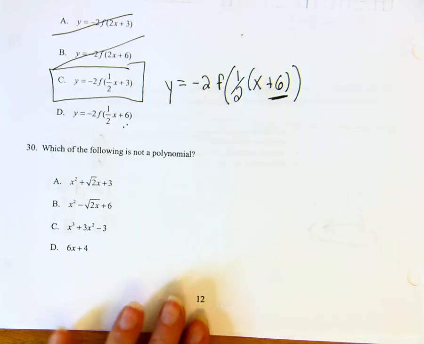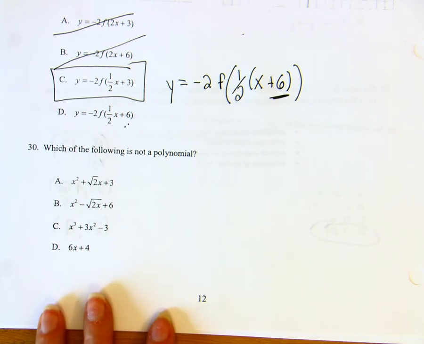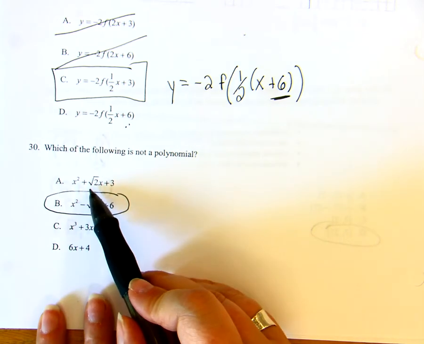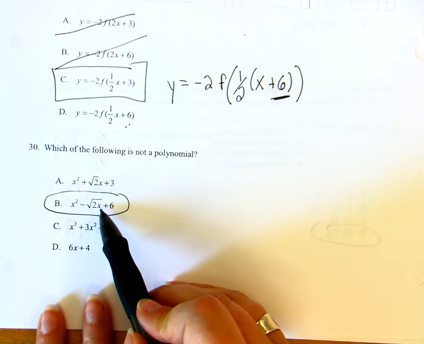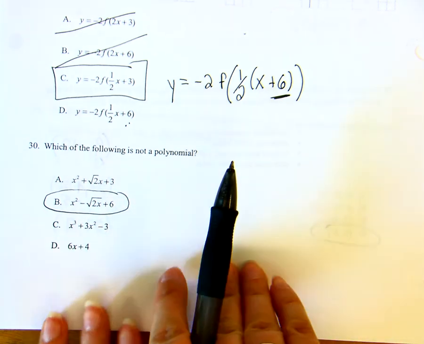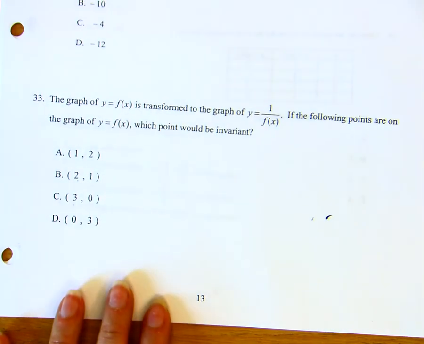Question number 30 says, which of the following is not a polynomial? The answer is B. Why? Because the square root of 2 is not a problem, but the square root of x is. Polynomials only have positive whole number exponents.